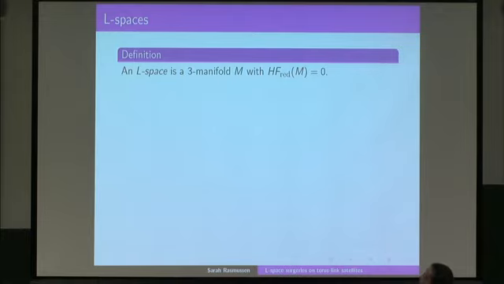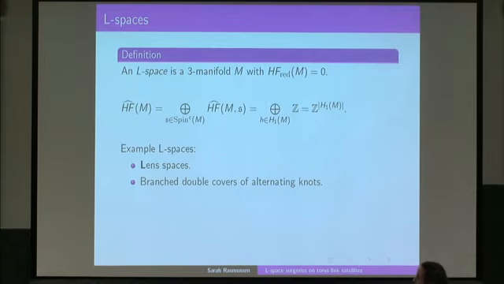Nathan already told you a lot of what you need to know about L spaces. They're spaces with reduced Heegaard Floer homology vanishing. The Heegaard Floer homology splits over spin^c structures, which you could view as an affine copy of H_1. So if you have an L space, it just means that in the hat Floer homology, you have exactly as many classes as there are classes in the first homology. Or if you're thinking about it in terms of reduced Floer homology, the reduced Floer homology vanishes. Examples are lens spaces or branched double covers of alternating knots, but there are lots of other examples too.